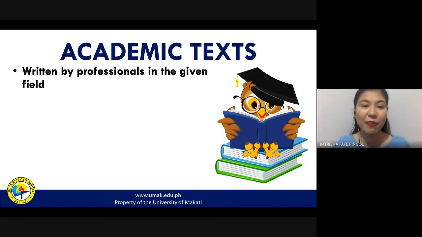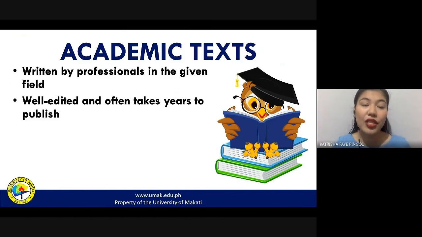Academic texts are simply characterized as texts that are written by professionals in a particular field. Take, for example, the medical field, the education field, and so on and so forth. This type of text is also well edited and often takes years to publish. It's not easy to come up with a particular academic text, and even to have a publisher publish it. It is also a kind of text that uses formal language.